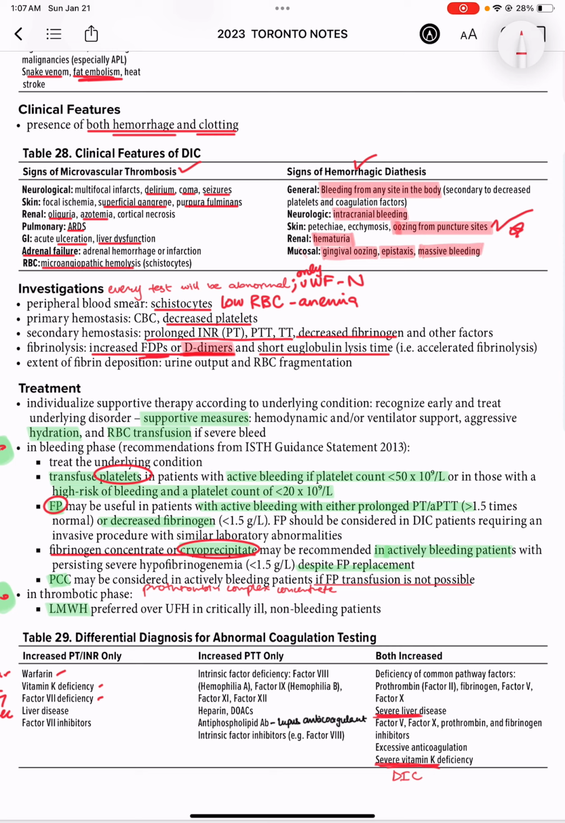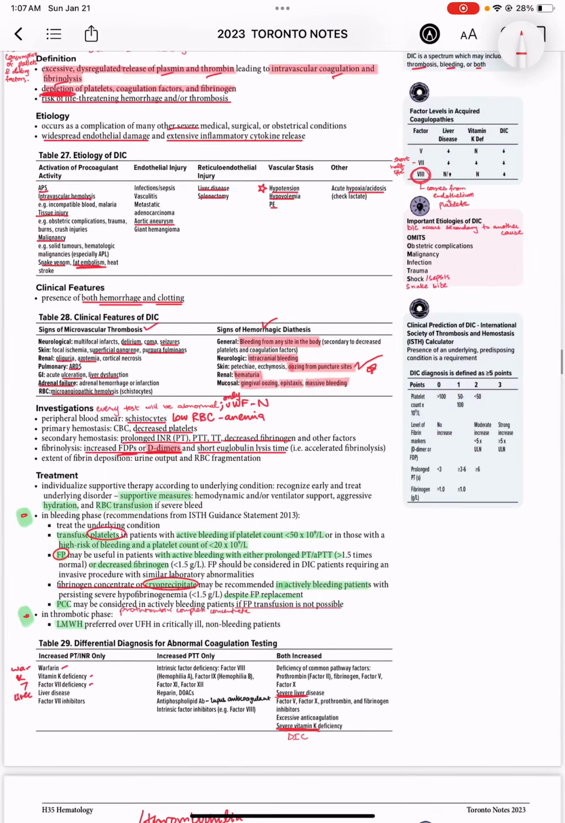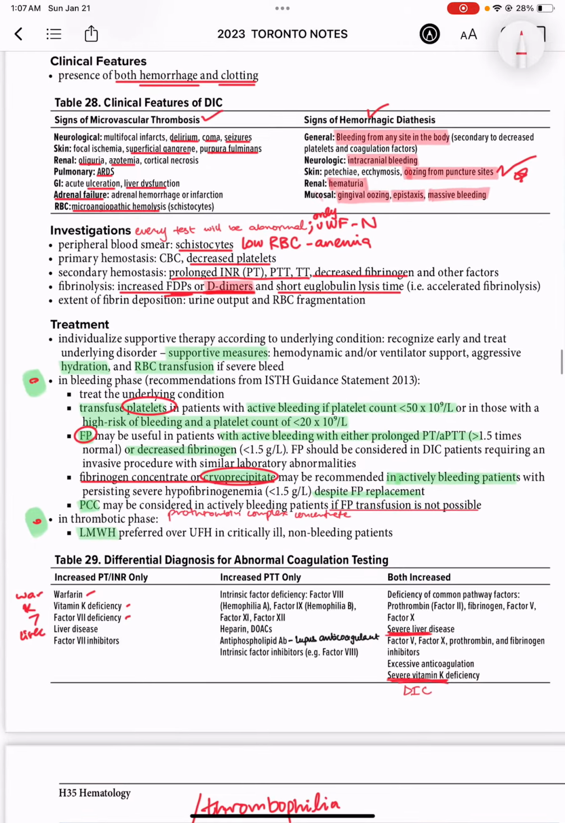And there would be low RBCs. We'd see anemia, the microangiopathic hemolytic anemia. And then we'd see von Willebrand factor, I guess, yes, only von Willebrand factor would be normal, right? Von Willebrand factor would be normal in this one.